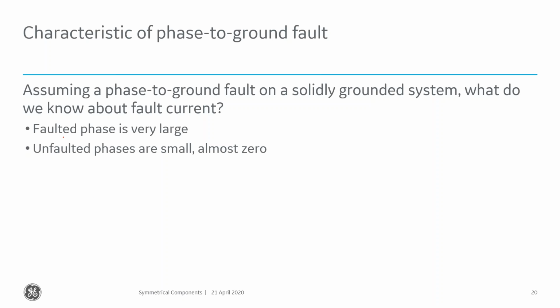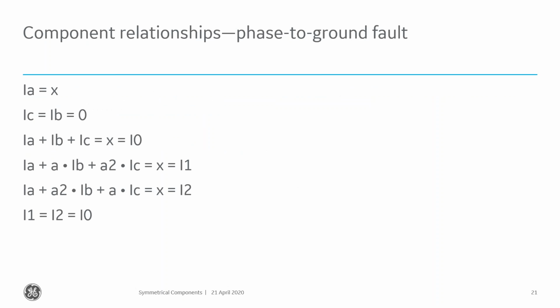So on a phase to ground fault, we know that the faulted phase is very large. The unfaulted phases are almost zero, right? And my apologies to everybody, because now everybody knows that that was chewing and that's going to drive them insane too. So what that looks like in the real world is, if A phase is faulted, it's some big value. B and C phase, we're going to call them zero. They're probably pretty small, but small enough that we're going to call them zero.